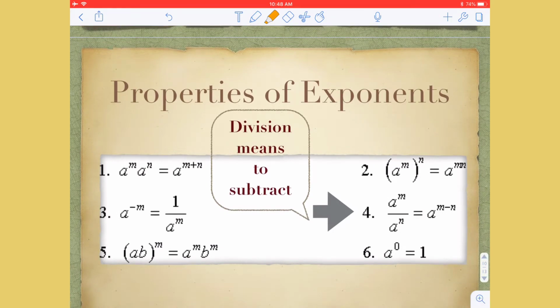The next property talks about division. If I have two values that have the same base on top and on bottom, and the operation is division, I'm going to subtract their exponents from one another.